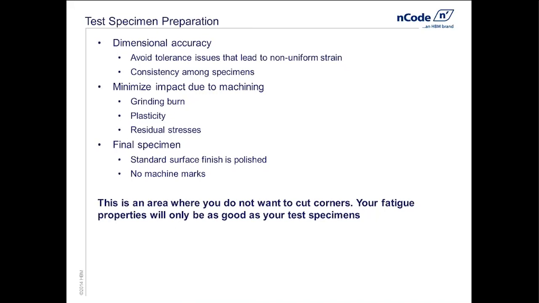Also, for the final specimen, we typically want the baseline curve specimens to be polished. What we mean by that is we want the surface to be free of any machine marks and scratches that would be initiation sites for cracks. This is one place you do not want to try to cut corners. The specimen manufacture is probably around $100 a piece, but the quality of these specimens is going to completely drive the quality of the fatigue curve that we create.